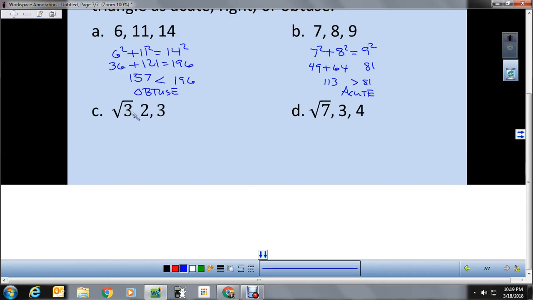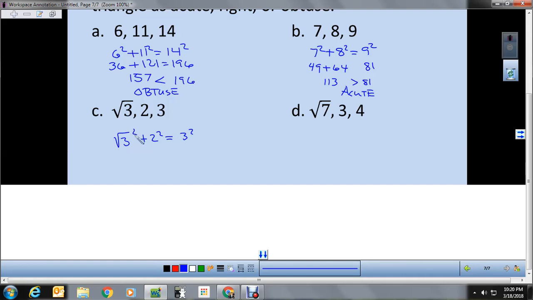Now this one looks a little different. We have a radical. We've discussed this before: when you're squaring a radical, as we write this down, it's going to be the square root of 3 squared plus 2 squared is equal to 3 squared. If you're not sure which one is larger, if you take the square root of 3, it's 1.7. That is smaller than 2, and 3 is then our largest side, so that becomes our hypotenuse.